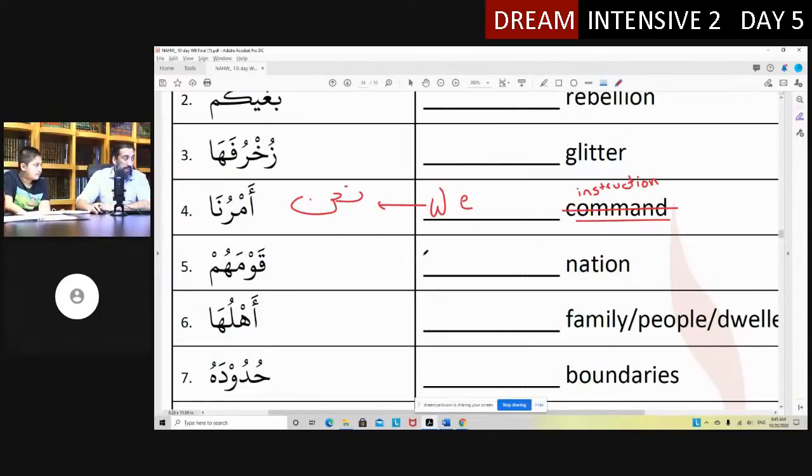If this was qawmuna, if I changed it, then should we say we nation or our nation? Our nation, right? So the we wouldn't make sense there. Anyway, so qawmahum. Let's do this one.